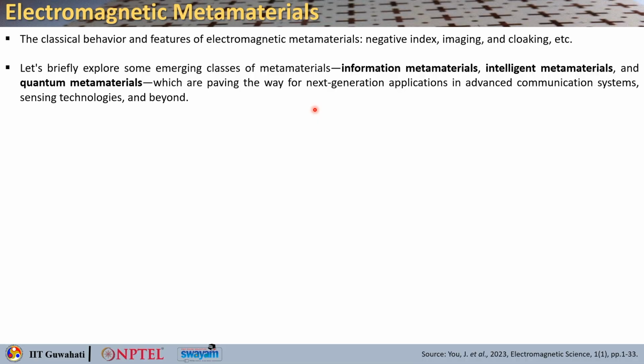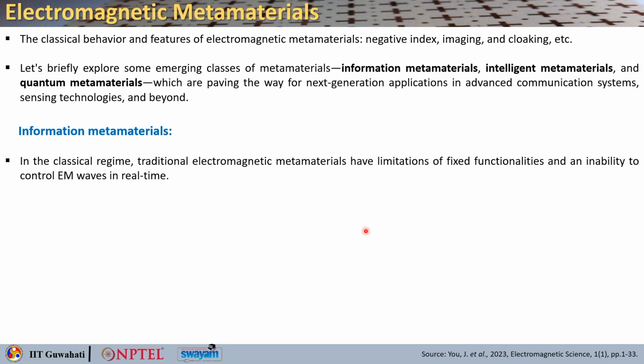They give us negative refractive index, and they are useful in imaging and cloaking. Other than these classical ones, there are some emerging classes of metamaterials called information metamaterials, intelligent metamaterials and quantum metamaterials, which are paving the way for next generation applications in modern advanced communication systems, sensing technologies and beyond. So, let us look into information metamaterials.